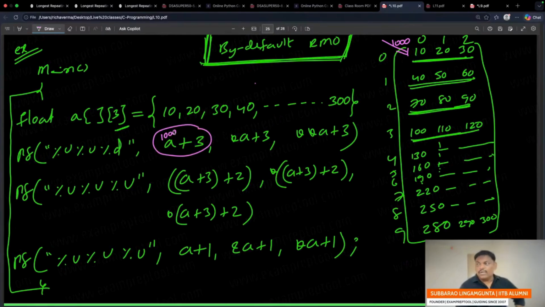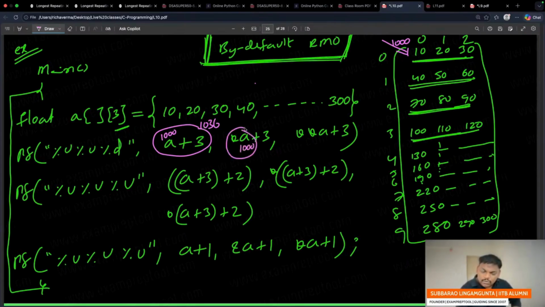Because of the 2D array, plus 3 means 3 rows skipping. Every row has 3 elements, so 3 rows means 9 elements. 9 fours, because of float, every element is 4 bytes. 9 fours are 36. So 1000 plus 36 is 1036.